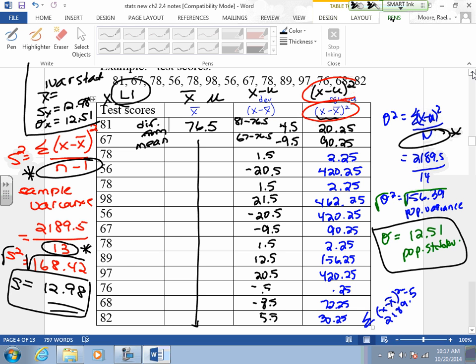So we're doing a deviation from the mean, and we're doing a population versus sample. Your calculator will use x bar for both your population mean and your sample mean. Your calculator doesn't know if you want a population or not, it just has x bar.